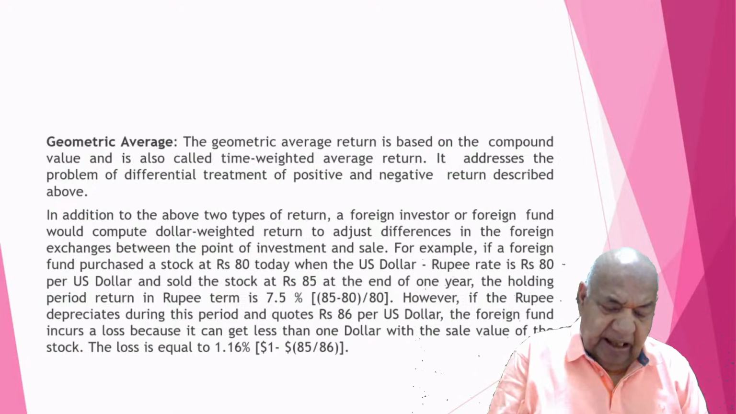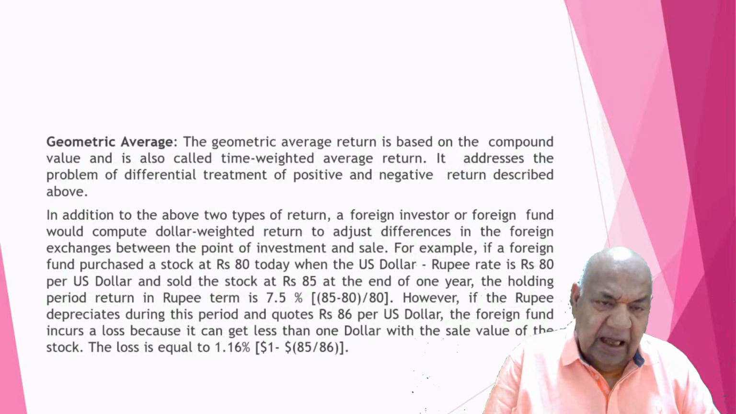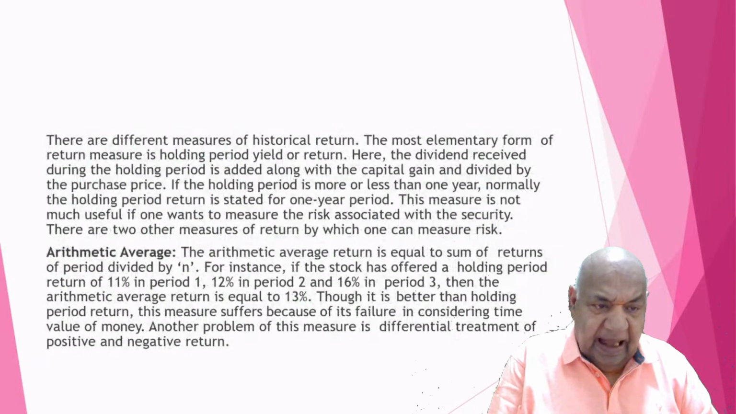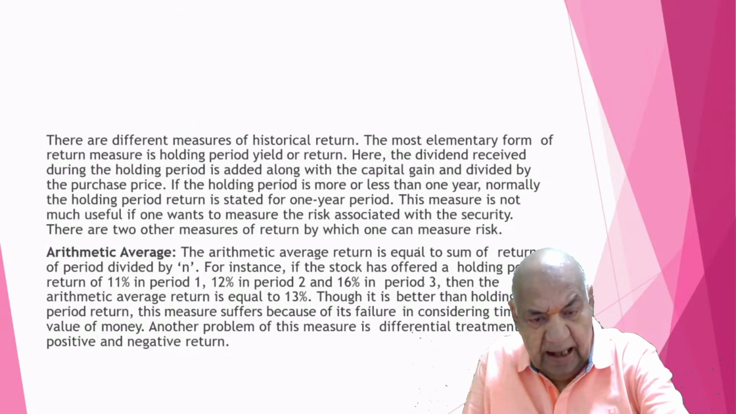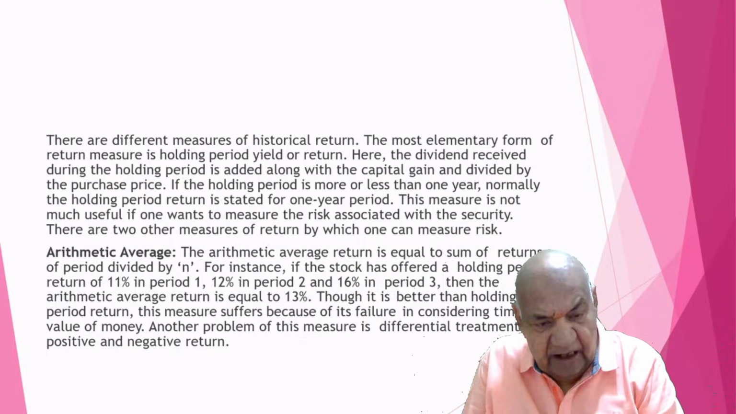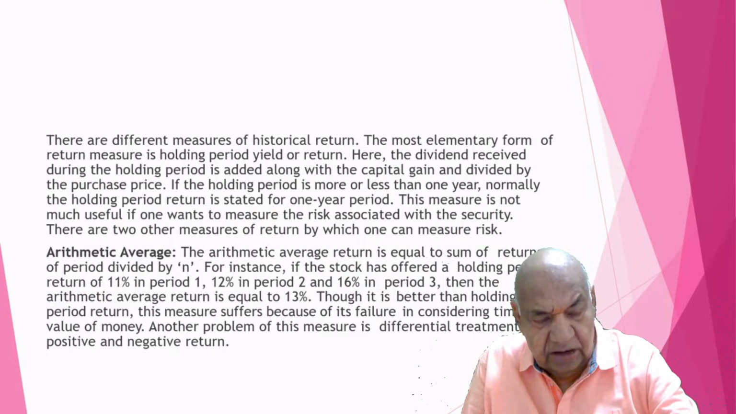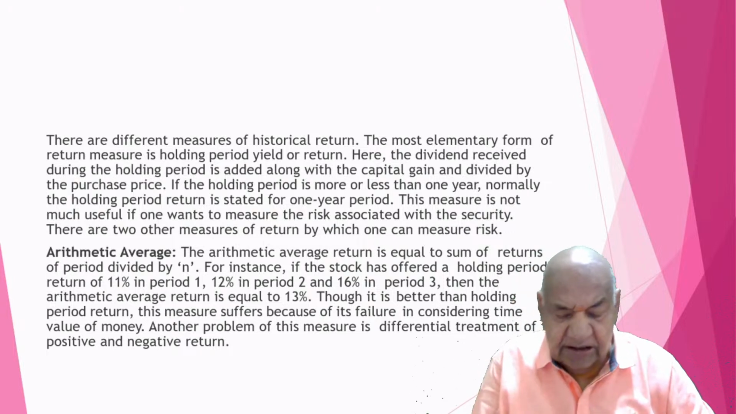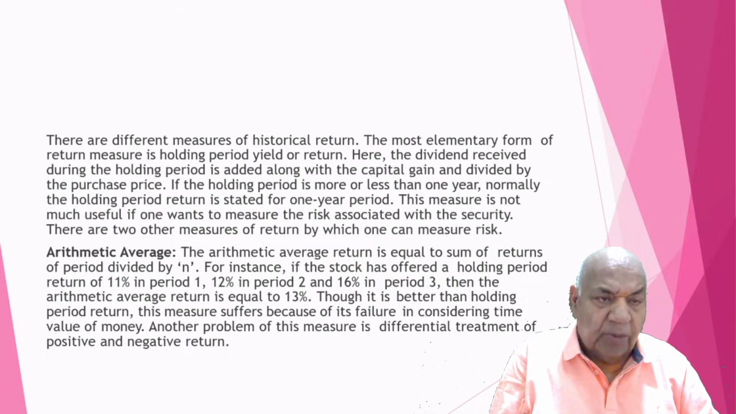We calculate geometric average by multiplying and finding the nth root of the result. For example, in the last example, we can calculate geometric average by multiplying 11, 12, and 16, and whatever is the result of this multiplication, we will find out the third root, because the number of periods is 3, the third root of that result, and it will be the geometric average.